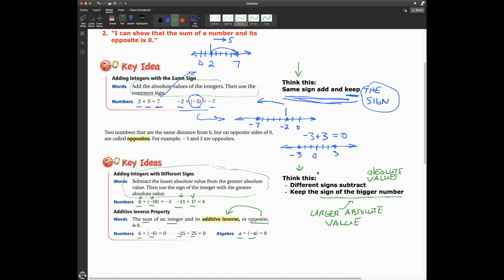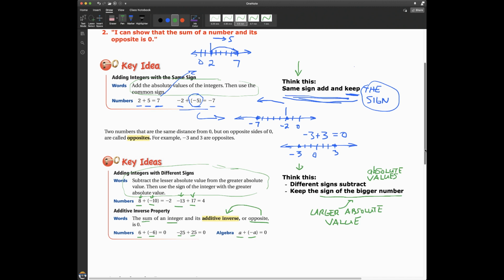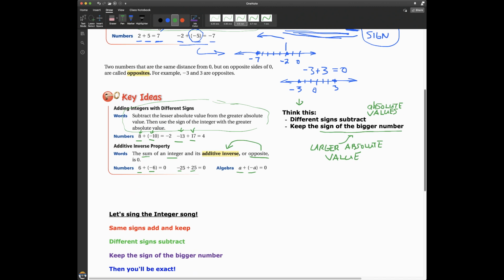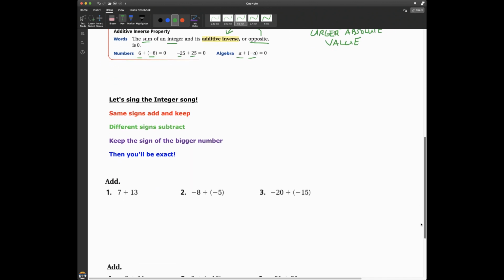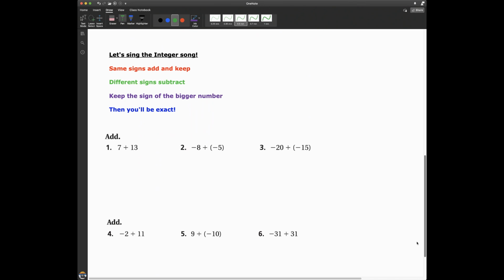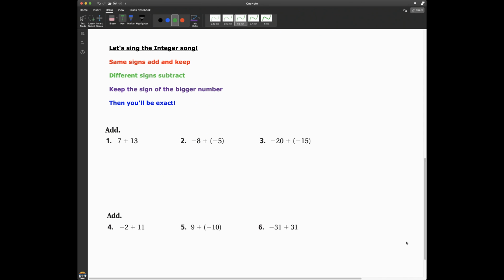Okay, so how would you like to learn a song that kind of puts this all together? And I'm not a singer at all, so I apologize because I am going to sing. But if you have earmuffs or whatever, you can put those on right now. And we did this in class last year, where students got to volunteer and come up with a different way to sing the song. But here is the integer song.